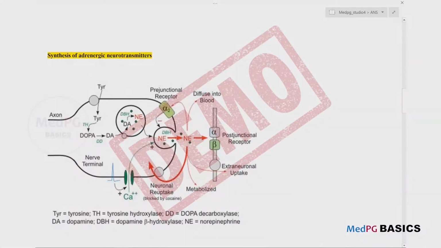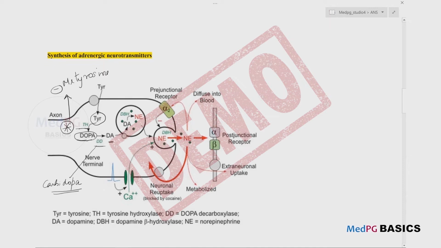It is synthesized from tyrosine. Tyrosine is converted into dopa with the help of tyrosine hydroxylase. This is the rate limiting step in the synthesis of norepinephrine, and this step is inhibited by the drug metyrosine. We use this during surgical removal of pheochromocytoma to control the hypertension. Then dopa is converted into dopamine with the help of the dopa decarboxylase enzyme, which is inhibited by drugs like carbidopa and benserazide, which we will take in detail when we cover the Parkinsonism chapter.